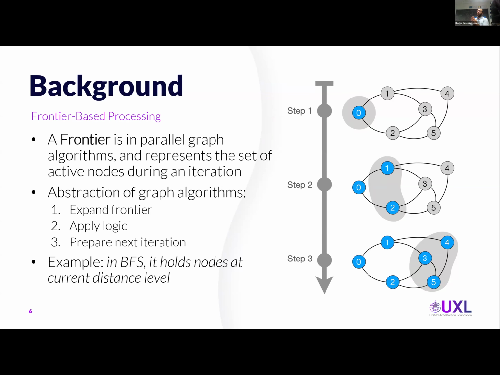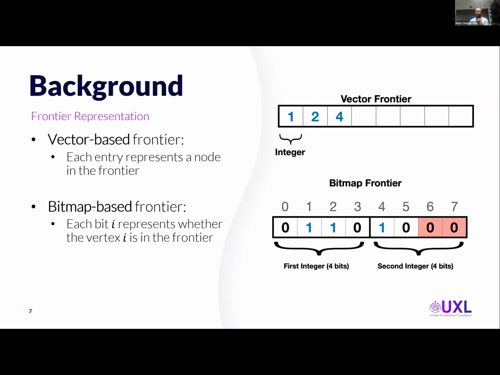So this is an example. In this picture, you see a BFS algorithm, a breadth first search. How does it work? In step one, you only have vertex 0 in the frontier. In step 2, you move to vertices 1 and 2. In step 3, your frontier has vertices 3, 4, and 5. This is a good approach to parallelize on the GPU. In general, to parallelize graph algorithms, specifically for the GPU, this is very good.